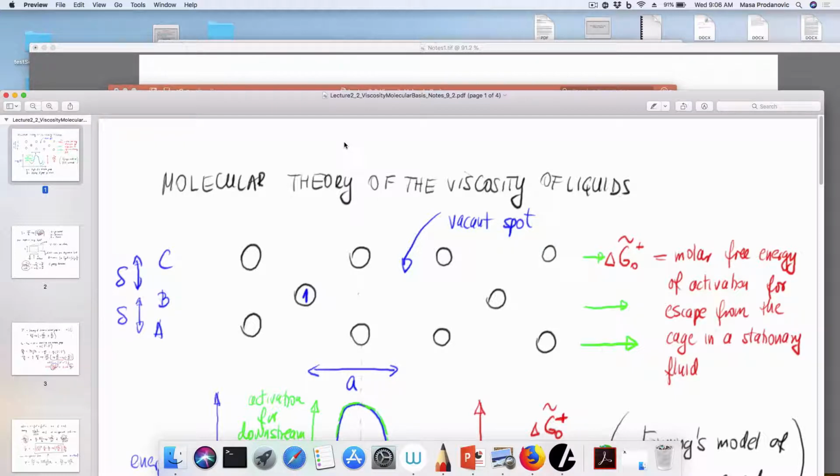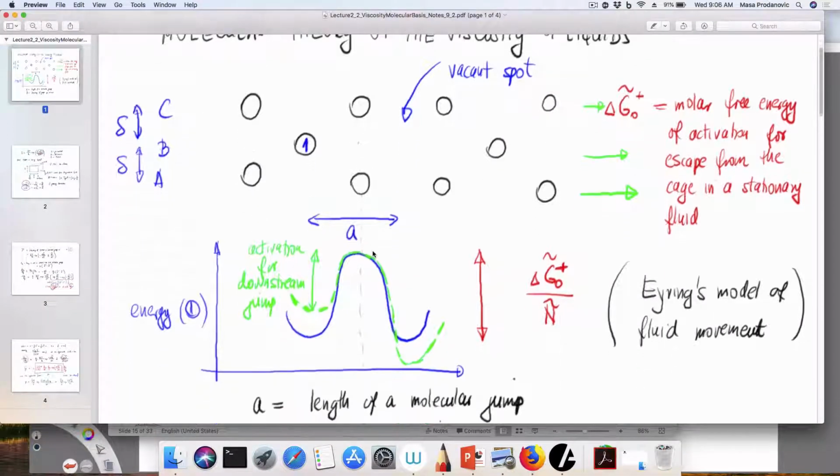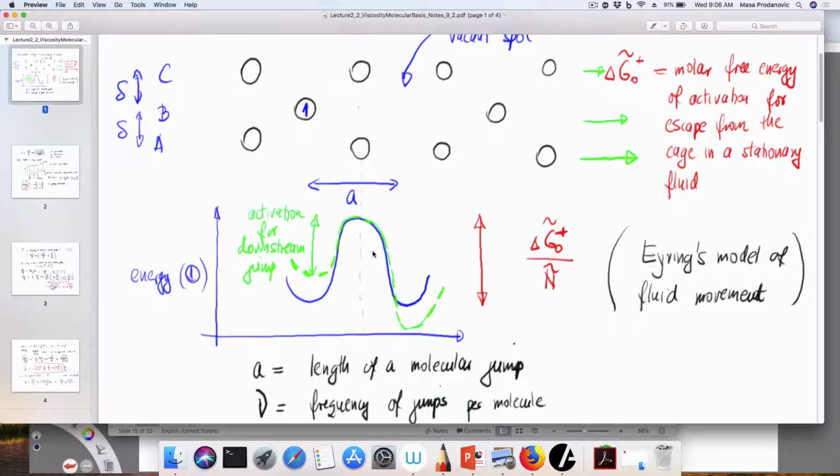So the way we represent that is something like this. If the fluid is not stressed at all, this is the energy levels that this molecule 1 has. Here it's energetically favorable. I'm always looking to minimize energy, right? So this is the spot that it was comfortably sitting in before. But now the vacant spot arrives, so the grass is always greener somewhere else. I want to jump, okay?